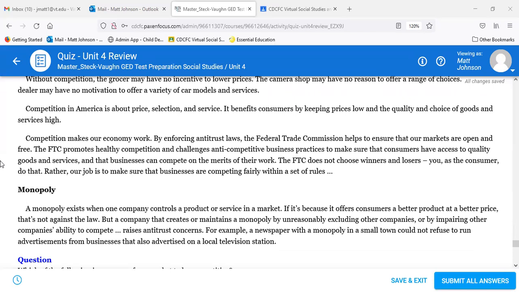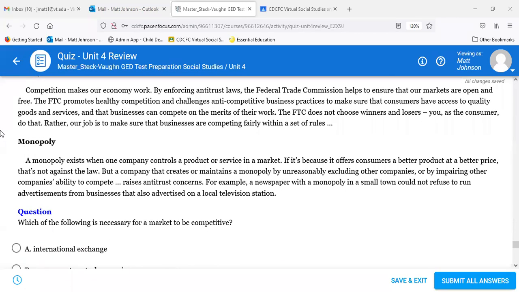A monopoly exists when one company controls a product or service in a market. If it's because it offers consumers a better product at a better price, that's not against the law. But a company that creates or maintains a monopoly by unreasonably excluding other companies or by impairing other companies' ability to compete raises antitrust concerns. For example, a newspaper with a monopoly in a small town could not refuse to run advertisements from businesses that also advertise on a local television station, right?